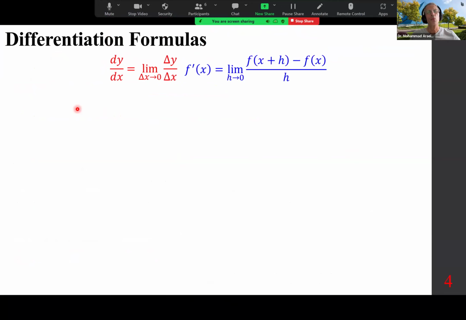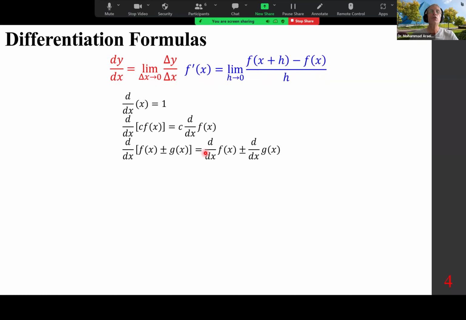So what have we learned? As far as differentiation formulas are concerned and the definition, dy/dx, or the limit of delta y over delta x as delta x approaches 0, or f prime of x equals the limit of f of x plus h minus f of x over h as h approaches 0. This is the definition, everybody.